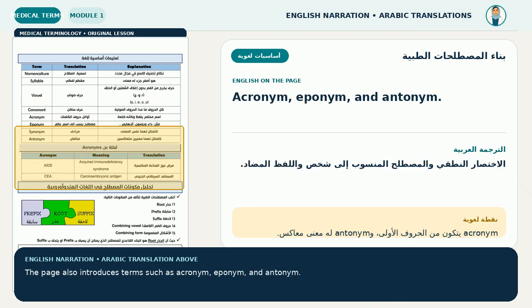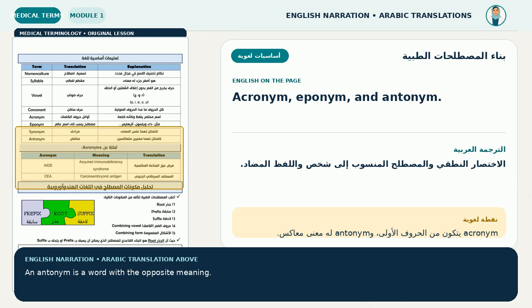The page also introduces terms such as acronym, eponym, and antonym. An acronym is a word formed from the first letters of other words. An eponym is a word taken from a person's name. An antonym is a word with the opposite meaning.